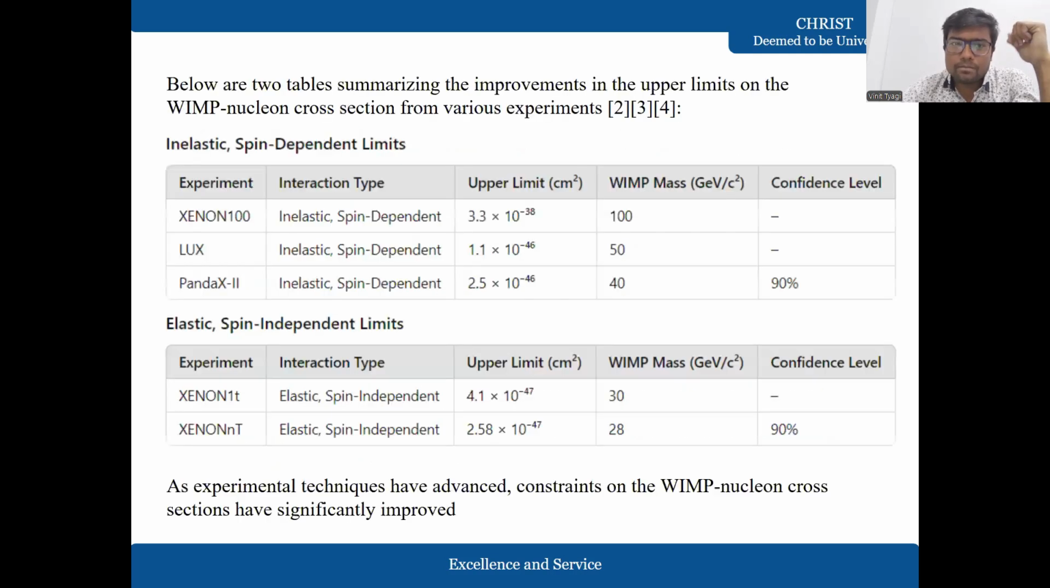Coming to the results, we have found that for the Xenon 100 results, the scattering cross-sectional area comes in the range of 10 power minus 38, and the latest is 10 power minus 46 centimeter square. That's the cross-sectional area from PandaX-II.